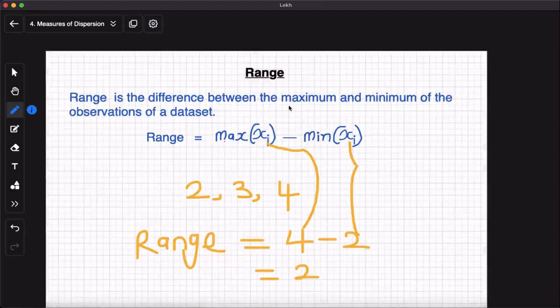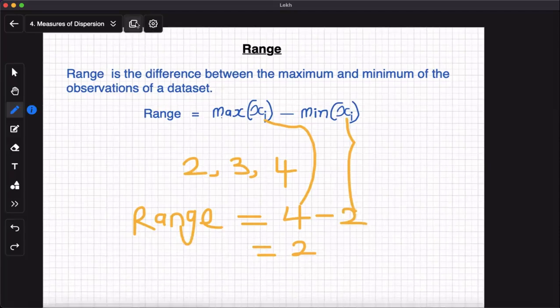All right, so that being said, we go to the range. The range is the difference between the maximum and minimum of the observations in the data set. Let's assume that our data set is 2, 3, 4. Then the range will be 4 minus 2. Why? Because 2 is the minimum, and 4 is the maximum. So the range becomes 4 minus 2, and that gives us 2.